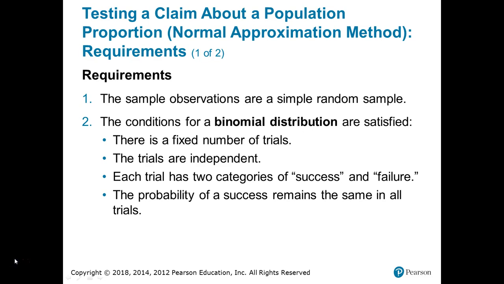So the requirements. In order for this to work, the sample observations must be simple random, and the conditions for a binomial distribution are satisfied. Remember, for binomials there are a fixed number of trials. The trials are independent, meaning if you say yes, that will have no bearing on if I say yes. Each trial has two categories. It is either a success or a failure. There can't be a third option. It's either yes or no. It's Boolean. And the probability of success remains the same in all trials.